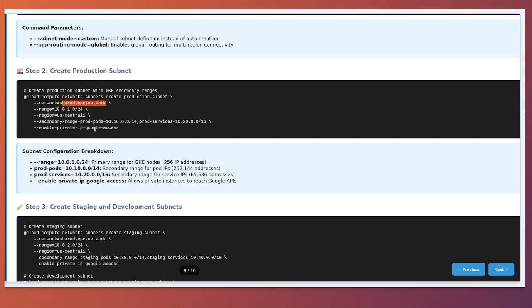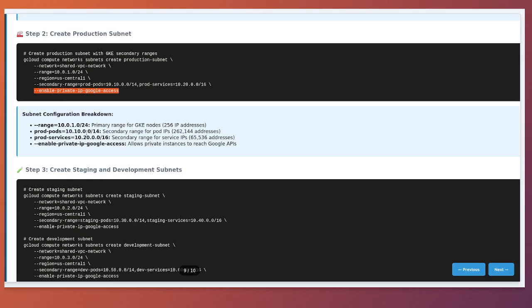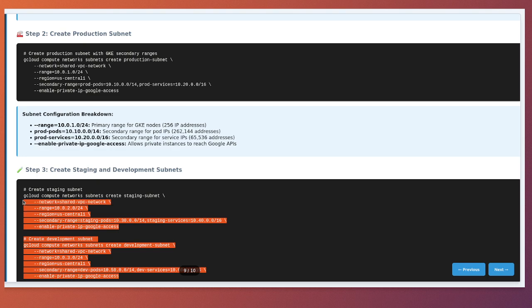Notice the enable-private-ip-google-access flag. This is crucial for clusters without external IPs. It allows nodes to reach Google APIs and services using private IP addresses. Without this, your pods will not be able to pull container images or access Google Cloud services. Each environment gets its own subnet with dedicated IP ranges. This provides network-level isolation between environments while keeping them in the same VPC for efficient communication.